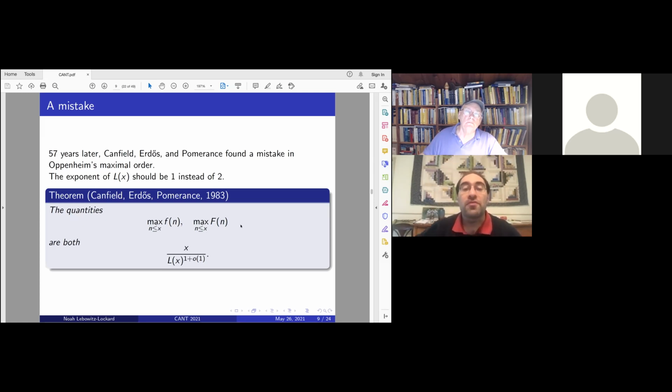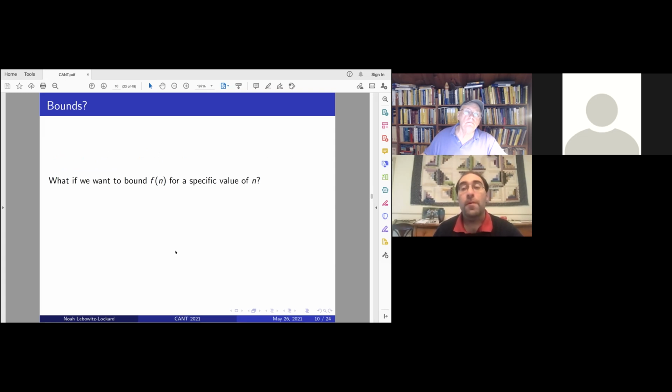So the maximal orders of little f and big F of n for all n less than or equal to x are both x over L of x to the 1 plus little o of 1. And so it actually shows how close together these functions are, that they have basically the same maximal order. The ratio between the maximal orders is still L of x to the little o of 1. So this is really useful if we want to bound little f of n in general, but what if we wanted to bound it for a specific value of n? This problem had not actually been investigated until very recently.